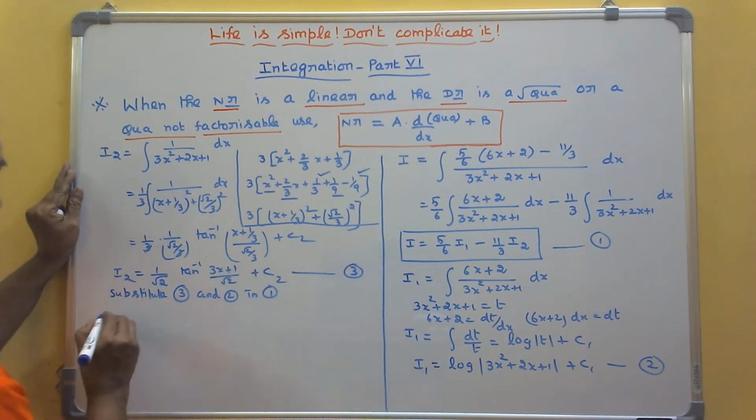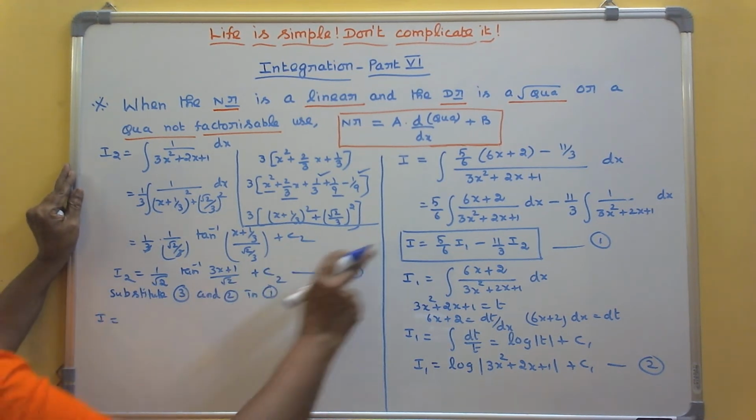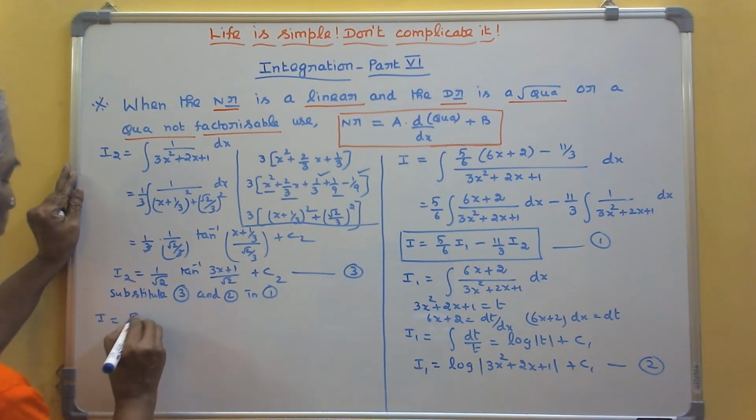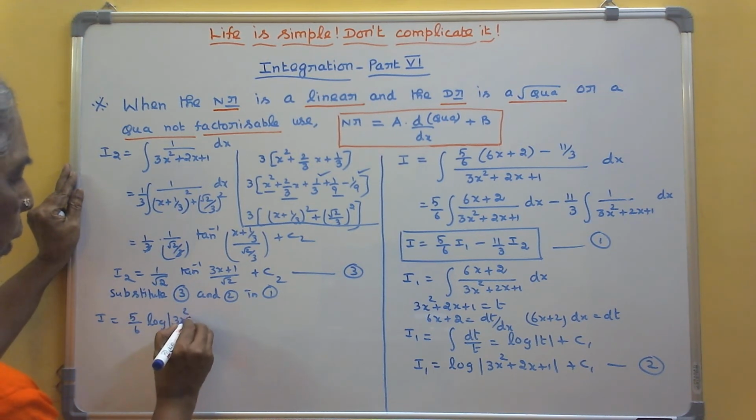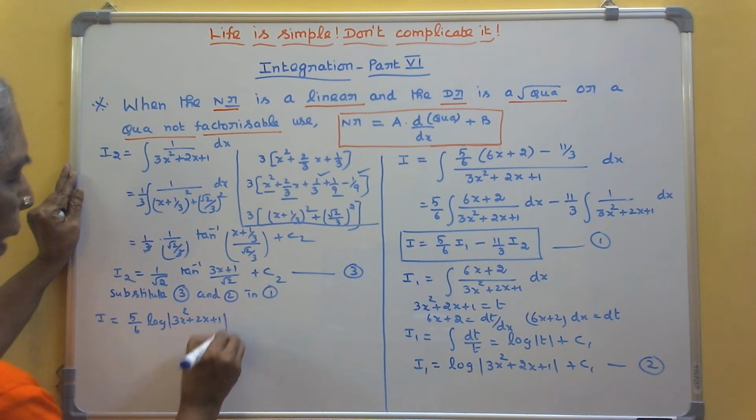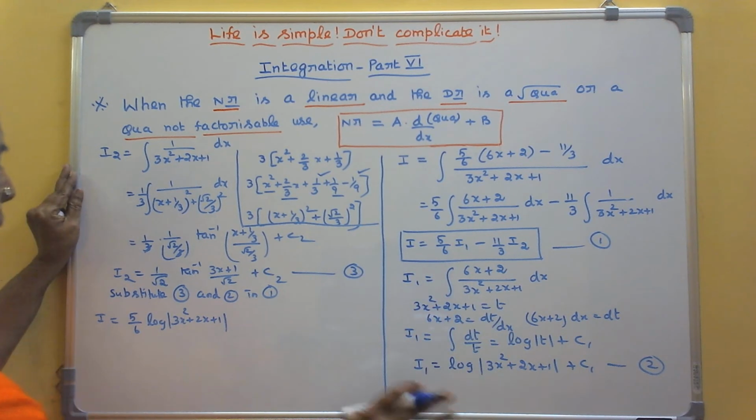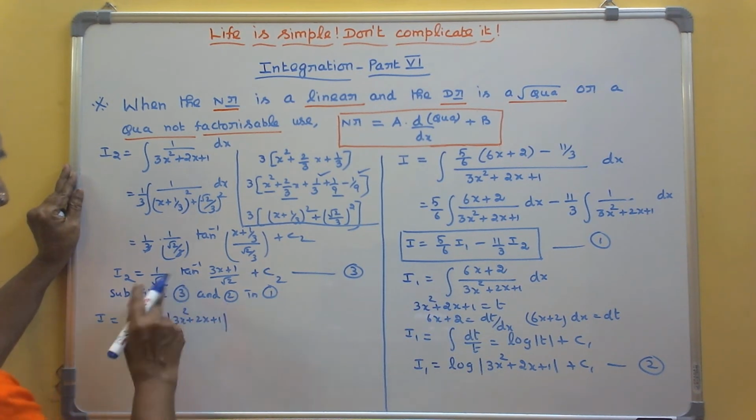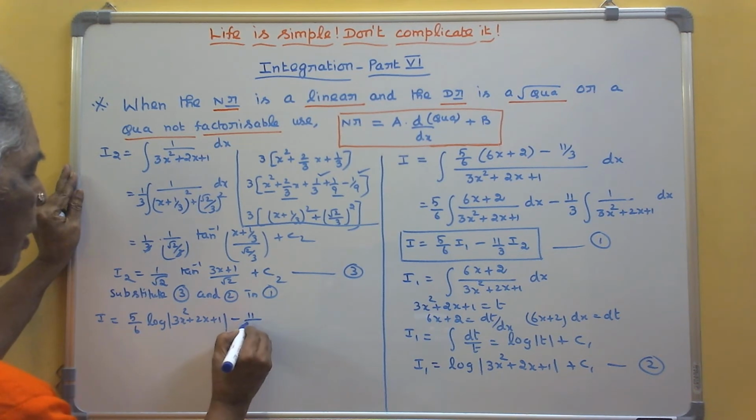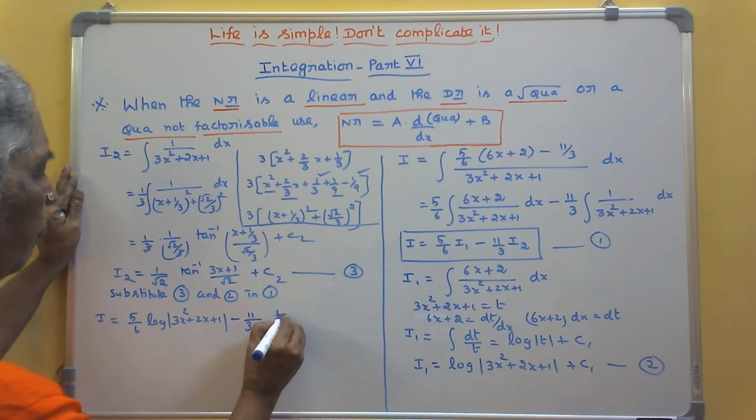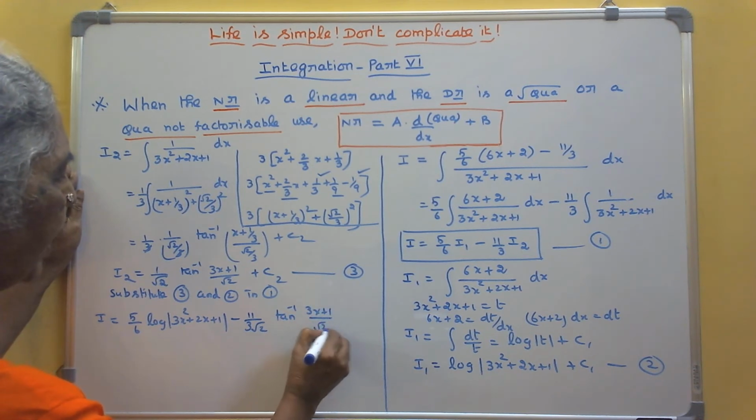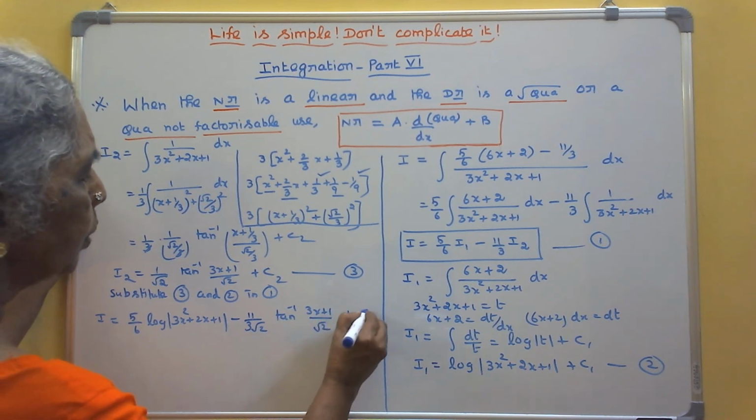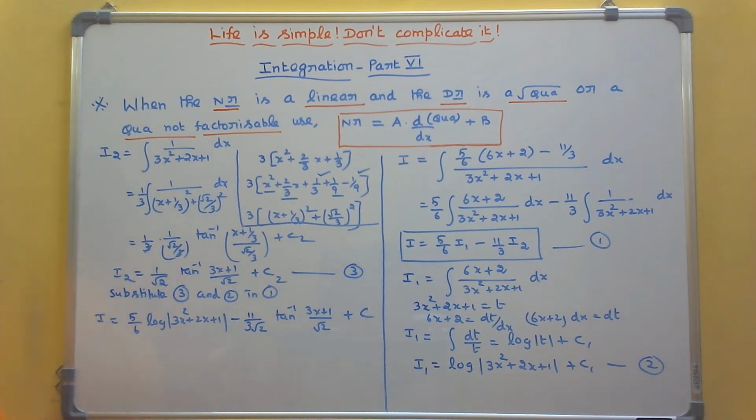So now I will get I is equal to 5 by 6 I1, that is log mod 3x square plus 2x plus 1. Don't write that C1. Then coming to minus 11 by 3. Here there is one root 2 tan inverse 3x plus 1 by root 2. Okay. Plus you can write a C, which will include the C1 as well as C2.